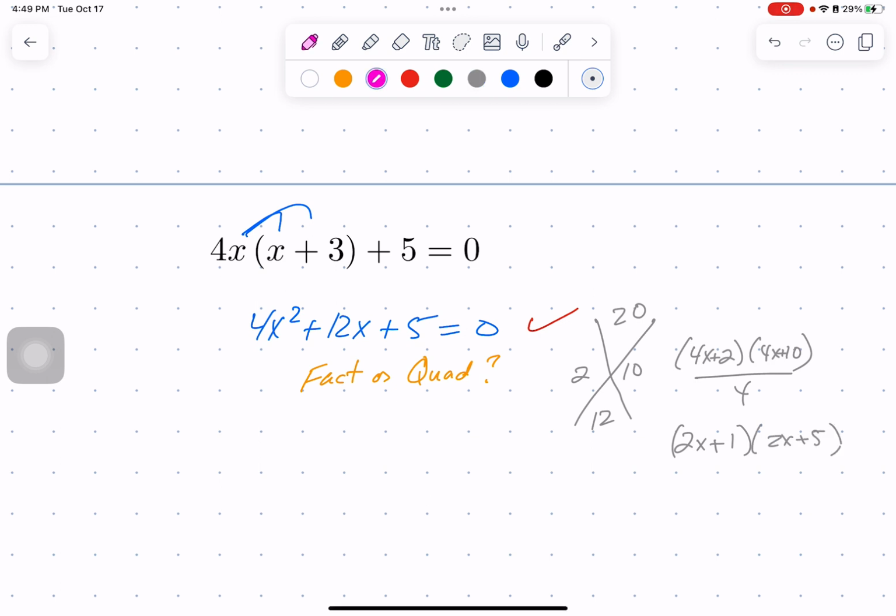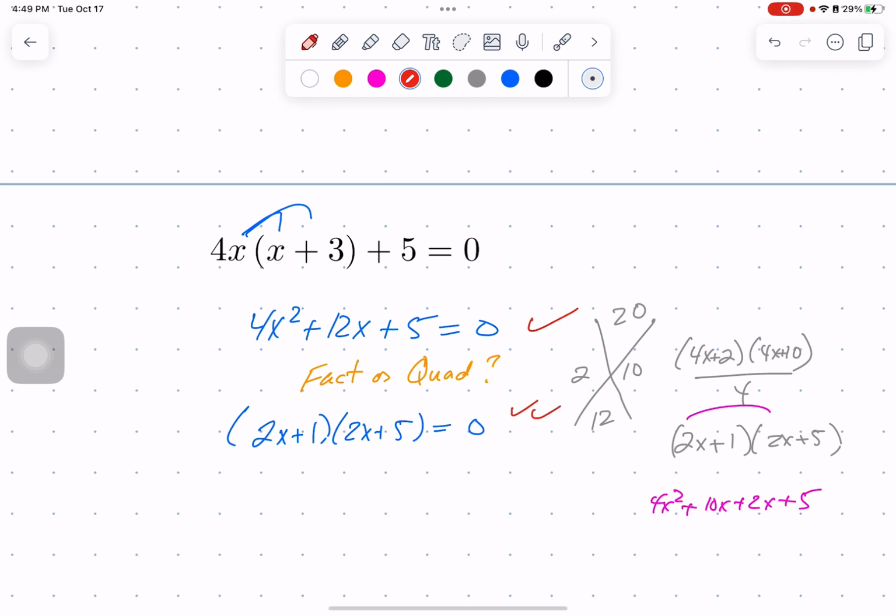Let's see if it works. 2x times 2x is 4x squared, plus 10x plus 2x plus 5. It works. So goodness gracious, I'm glad I learned how to factor. So (2x plus 1)(2x plus 5) equals 0, and that's got to be worth 2 marks. I like that. That's awesome.